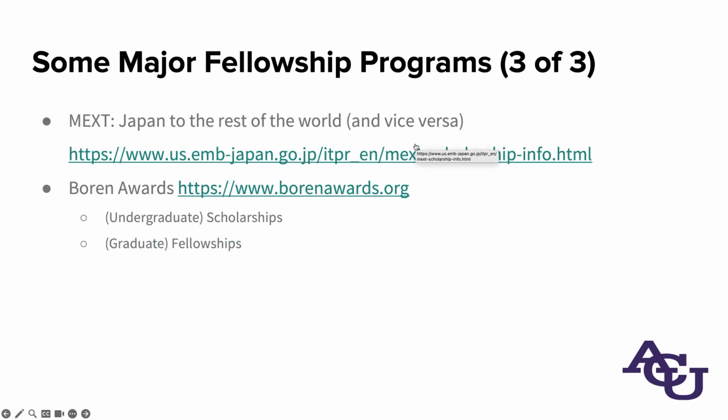And just to round out, this is not an exhaustive sample, but the MEXT program takes people to Japan and vice versa. That generally does require some fluency in Japanese or an interest in developing that. And then the Boren Awards are a federally funded program that at the undergraduate level sends people to study abroad, to, among other things, work on their languages. And the fellowship version sends graduate students there.